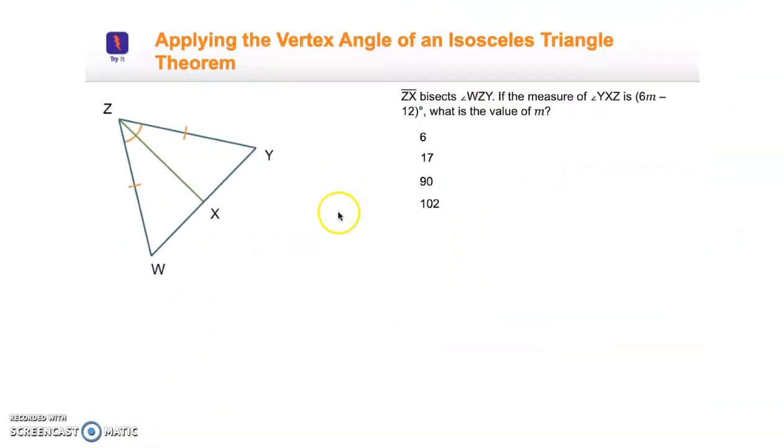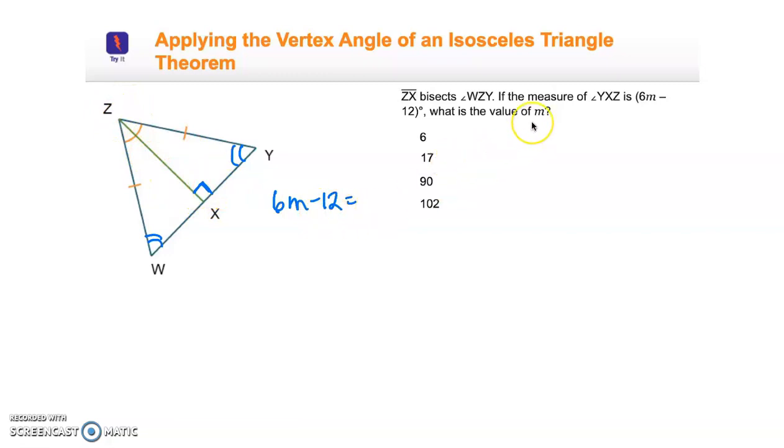So I want to take a look at this one. Now we're going to apply this problem. ZX is bisected, so we know that we have these congruent angles. We know W is congruent to Y. So angle YXZ forms a 90-degree angle, and it measures 6m minus 12. Why do we know that's 90 degrees? Because this is a perpendicular bisector, remember.